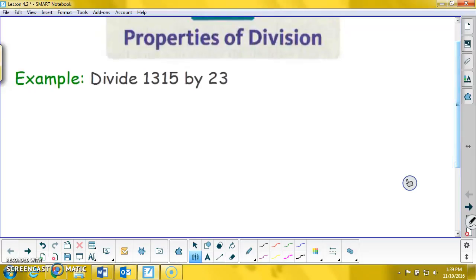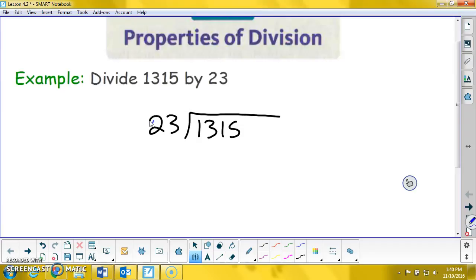So if we were to take and divide 1,315 by 23, how we'd set that up is we'd put 23 on the outside, on the inside is 1,315. So the 23 is called the divisor, the 1,315 is called the dividend.